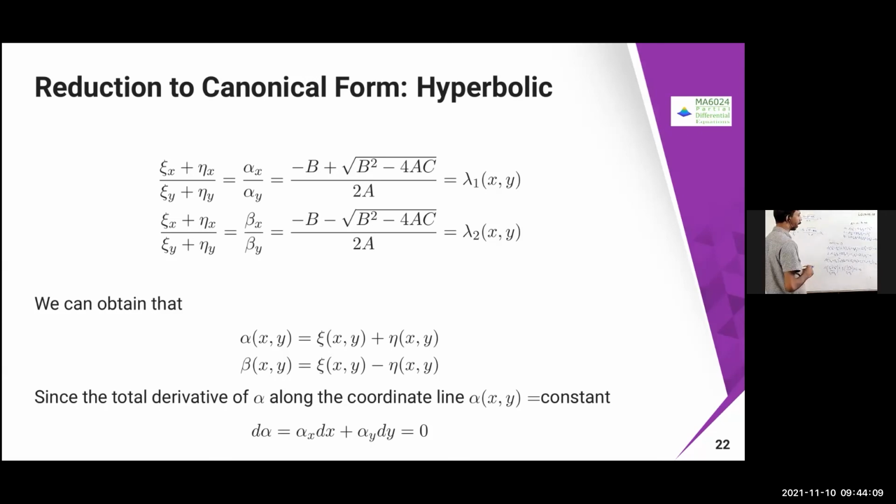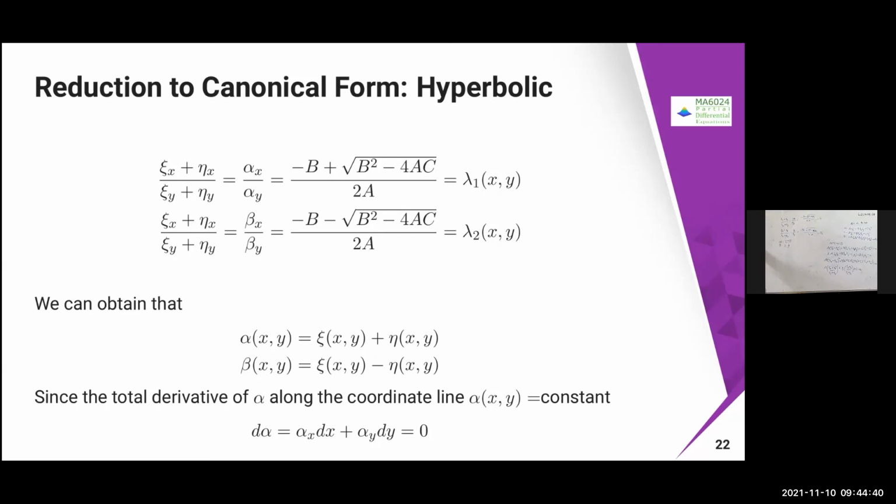Then in that case, we can simplify this. We can just integrate and then simplify. By solving these two, you can obtain alpha and beta. Once you solve for alpha x and beta x, and for alpha and beta, you are going to get alpha equal to chi plus eta, and beta equal to chi minus eta.